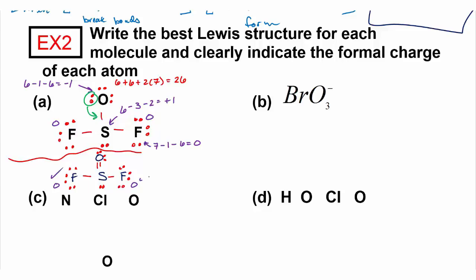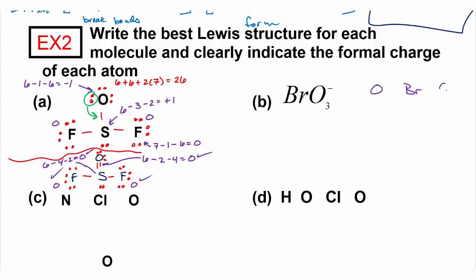Those look great. Let's check out this oxygen. Did it change? I have 6 valence minus 2 bonds minus 4 lone electrons, 0. Great. How about that sulfur atom? 6 valence minus 4 bonds minus 2 lone electrons, 0. So everything is 0. There's my best structure. How about bromate?